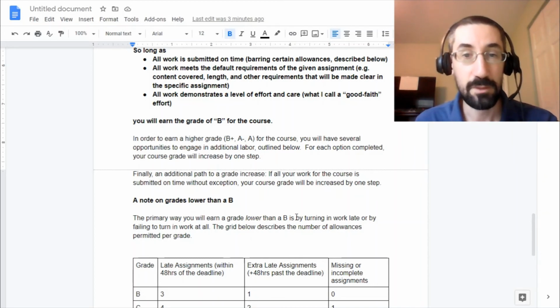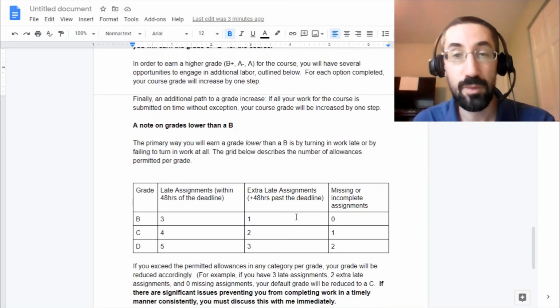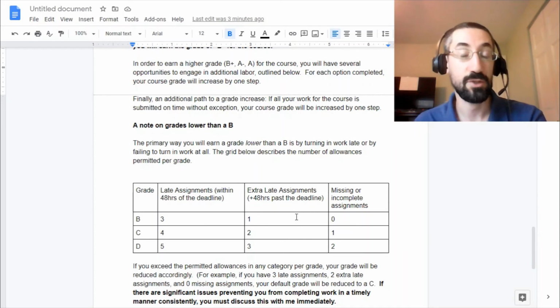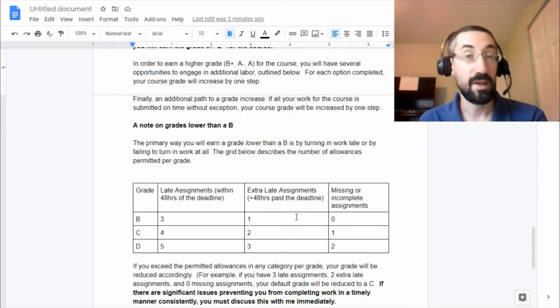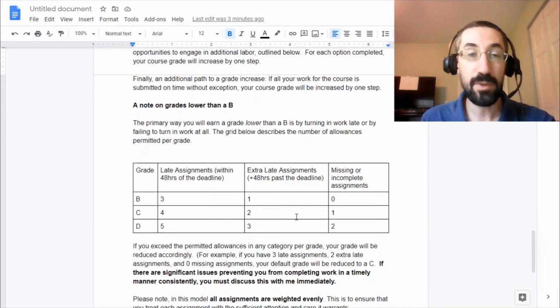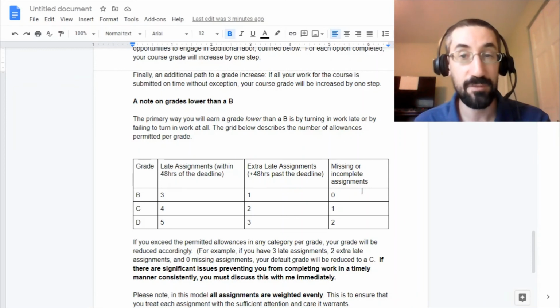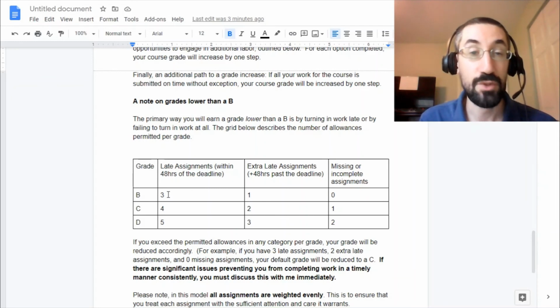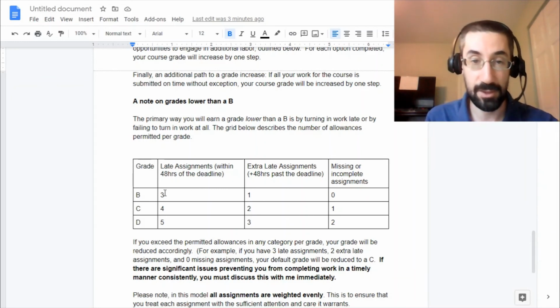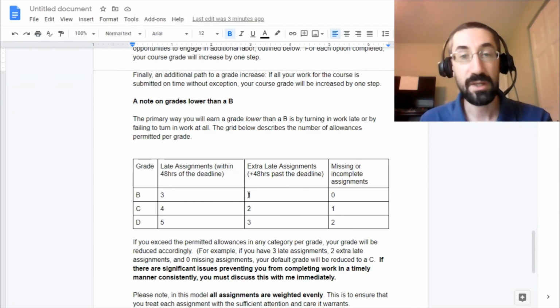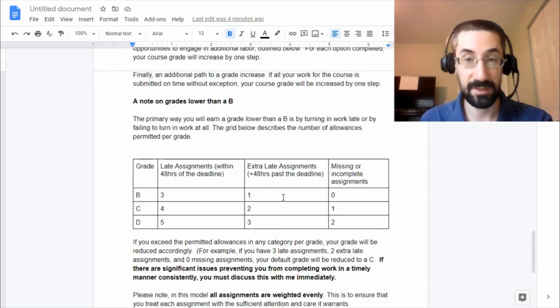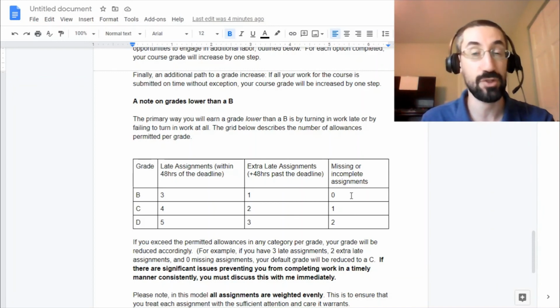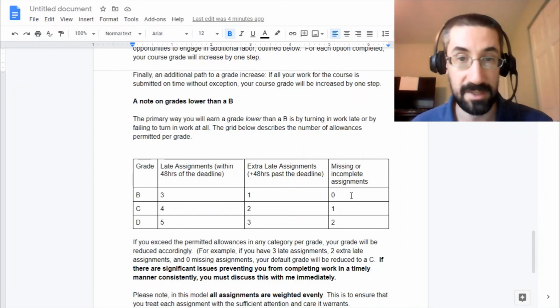In terms of grades lower than a B, the only major way that you can achieve a grade lower than a B is by turning in work late or by not turning in work at all. Those are the primary ways in which your grade will be negatively impacted. So the grid below lets you know how many allowances you have for missed or late assignments. If you want to earn a B in the class, you can have up to 3 assignments turned in within 48 hours of the deadline, and up to 1 assignment turned in past 48 hours beyond the deadline. But you may not have any assignments that are straight up missing. Every assignment for the course must be submitted, barring some sort of extraordinary circumstance that we can discuss.